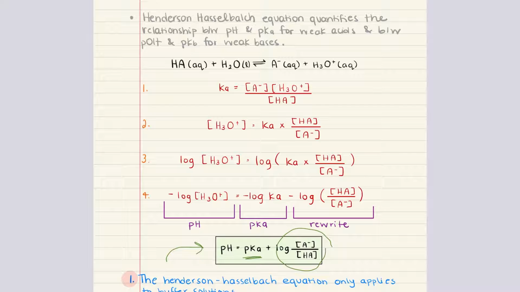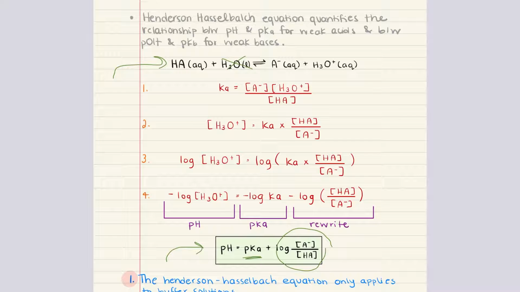To derive the Henderson-Hasselbalch equation, we start with the equilibrium expression for the dissociation of a weak acid in water. For this reaction, we can then write the equilibrium constant, Ka, and that is going to be equal to the concentration of the products raised to their respective stoichiometric coefficients, divided by the concentration of the reactants raised to their respective stoichiometric coefficients, not including liquids or solids.